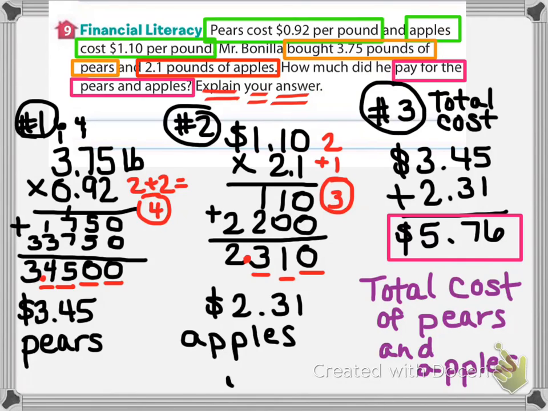But I am trying to find how much he paid for the pears and the apples. So the total cost, step 3, would be to add the decimals. Now I'd need to line up the decimal places and add. The total cost of pears and apples is $5.76. So you have to keep your decimal rules straight of when to line up the decimals, only for adding and subtracting. Pause, make sure you have all of the work here before you move to the next word problem.